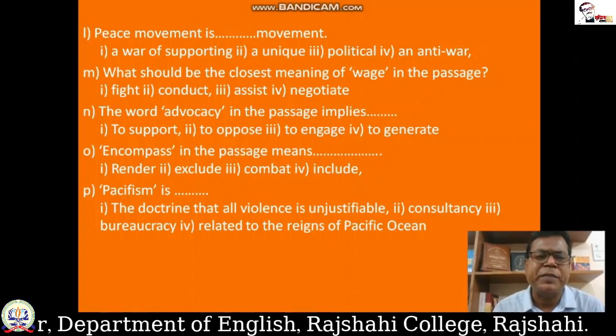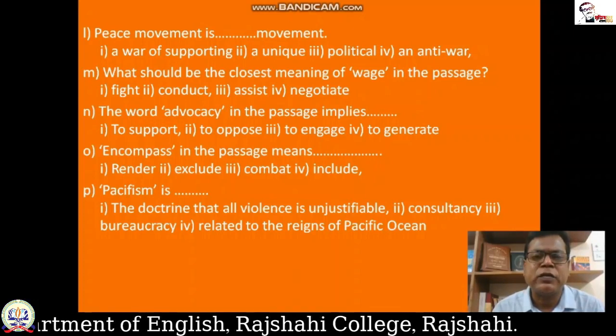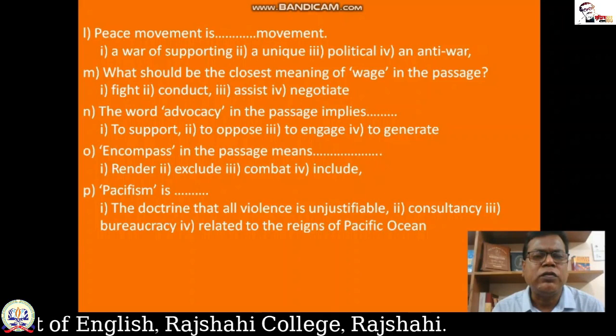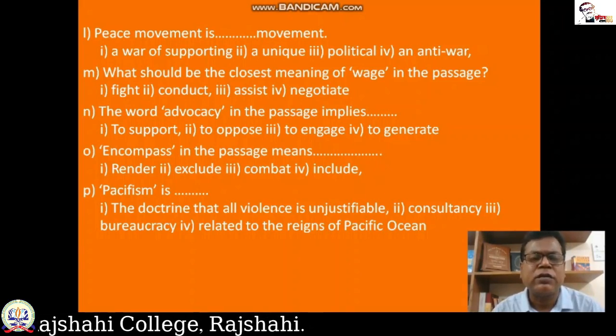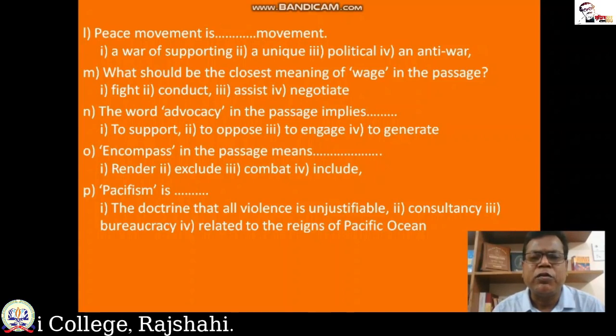Encompass in the passage means render, exclude, combat, include. Encompass means include or encircle. So number 4 will be the correct answer, include.